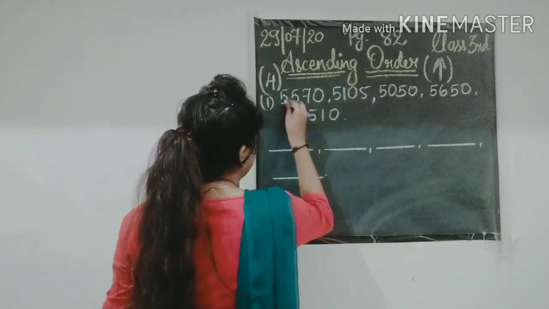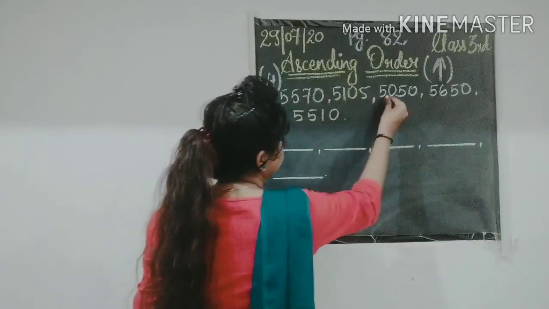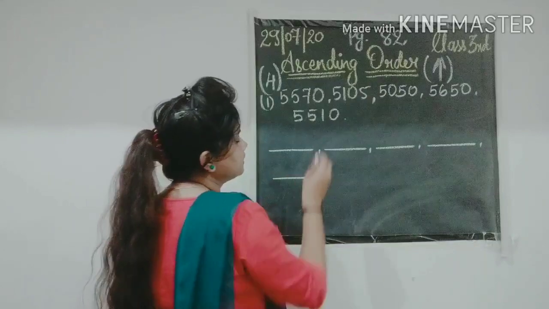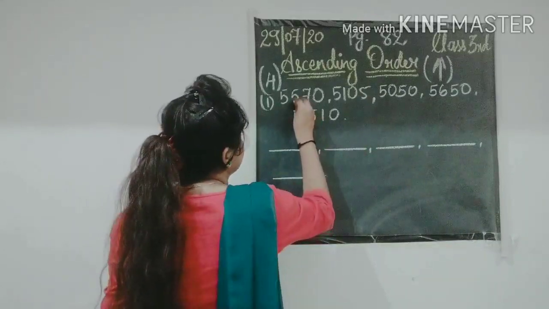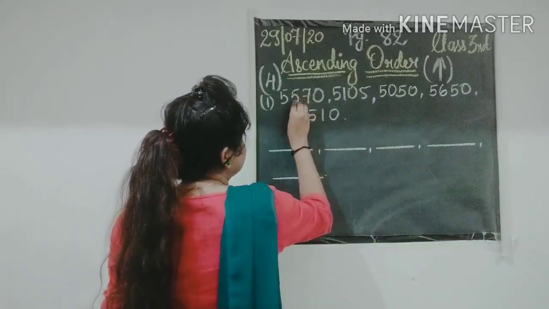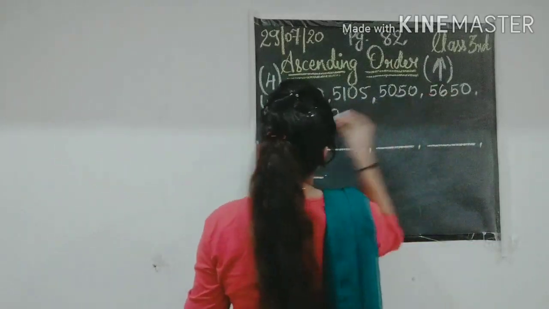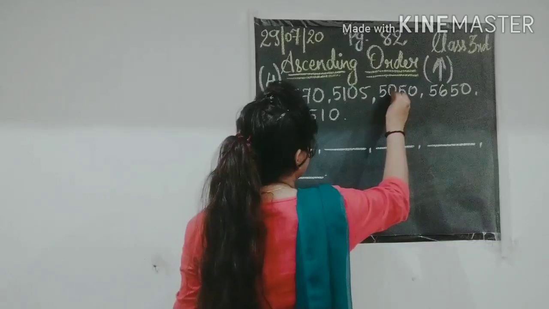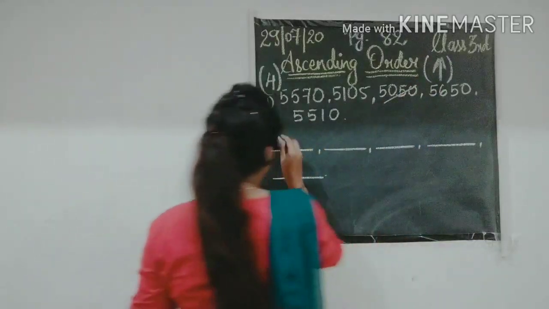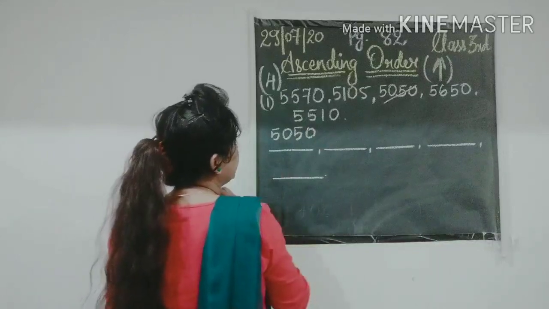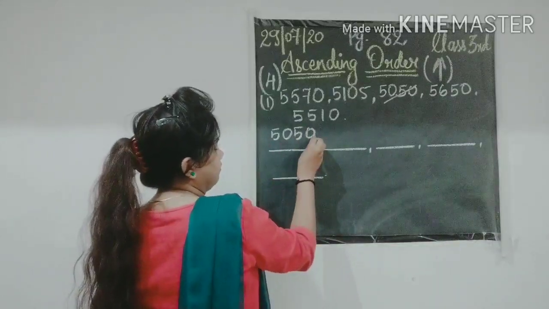Start from the thousands place. 5, 5, 5, 5 and 5. That means in thousands place everywhere 5 is there. Second one in hundreds place. 5, 1, 0, 6 and 5. 0 is the smallest. So we will write first number, that is the smallest number out of these numbers, is 5,050.